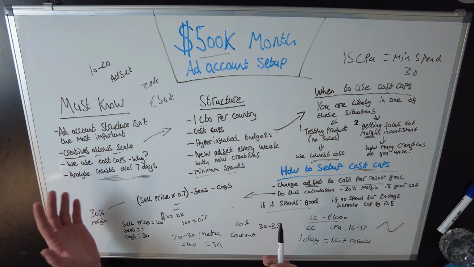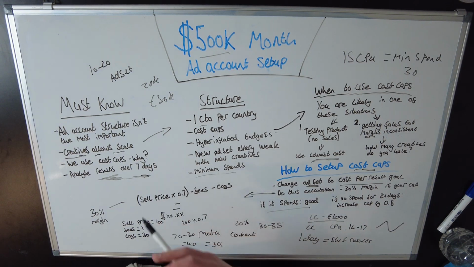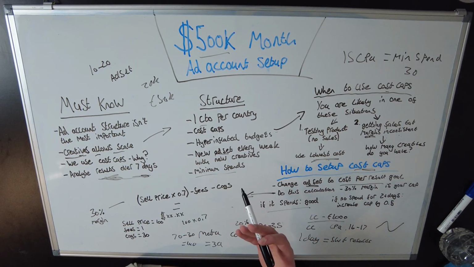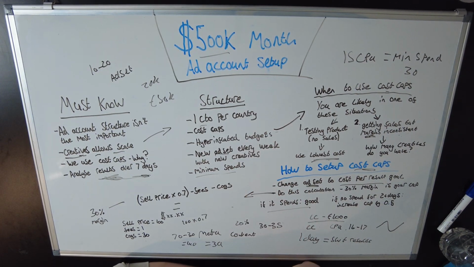Hopefully you found this valuable. I put out a tweet on this earlier and it seemed to get some good feedback, so I thought I'd just go in more depth on how to set it up, our structure, and yeah, that's pretty much it. With this strategy, we did a 500k month in January, and we have no plans of switching from cost caps to anything else in the near future.